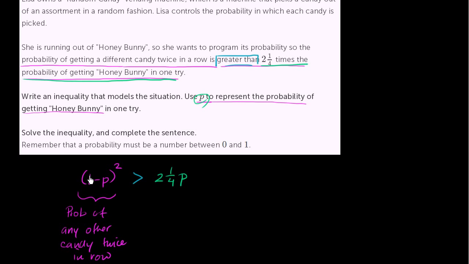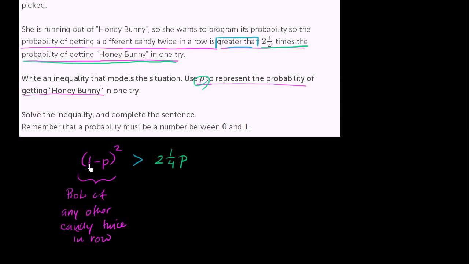Now let's actually solve this inequality. To do that, I will just expand (1 minus P) squared out. I'll just multiply it out. So this is going to be 1 squared minus 2P plus P squared. And that's going to be greater than 2 1/4 P.